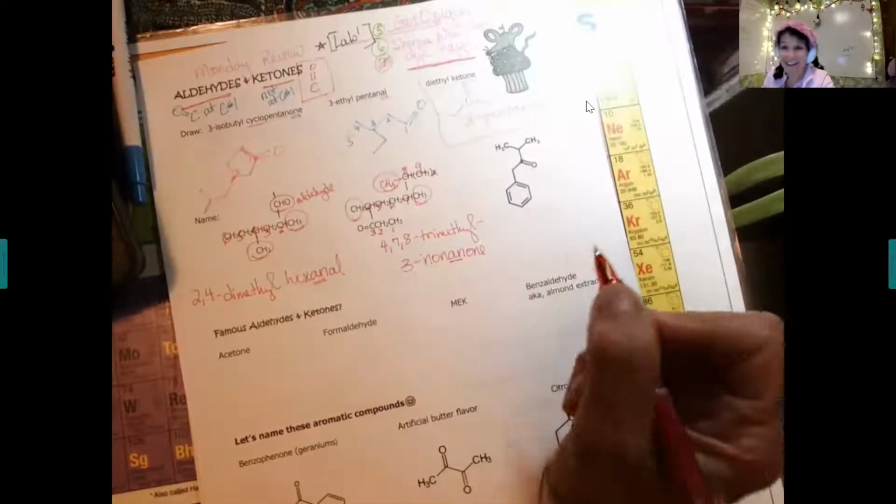Oh, I love this one. 3-nonanone. It's like a drumming rhythm, 3-nonanone. So 4,7,8-trimethyl-3-nonanone. The AN is that it's saturated, the ONE is the ketone, and the NON is 9 carbons.